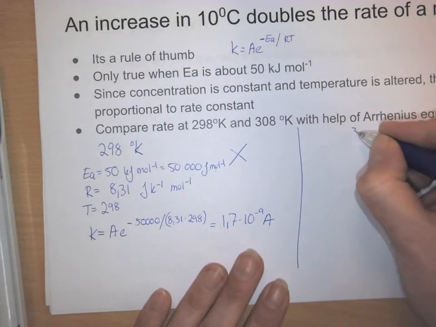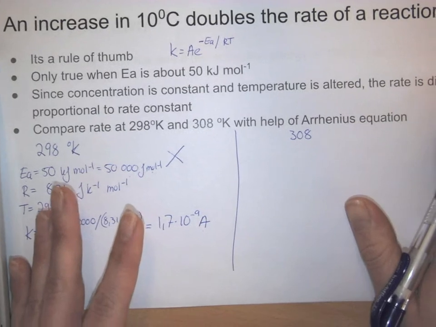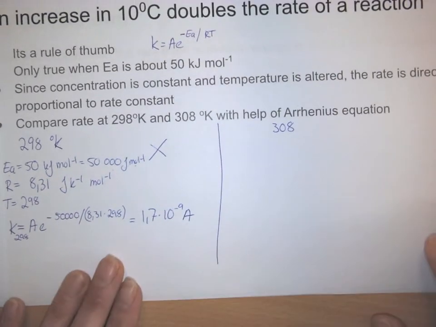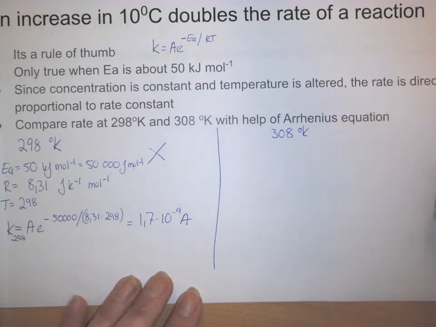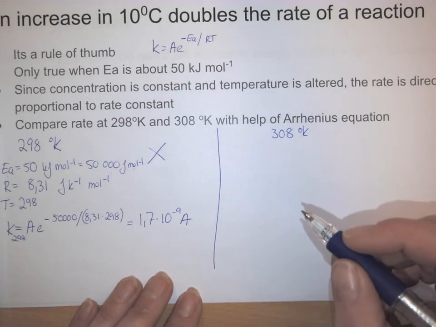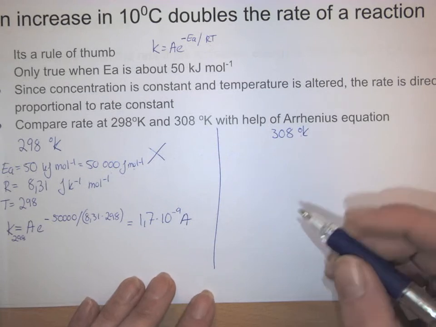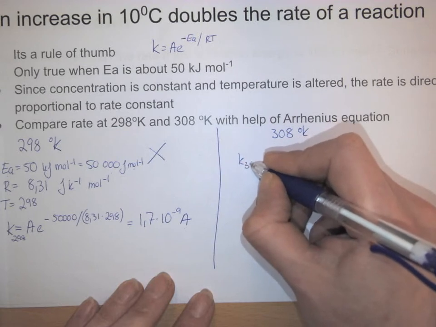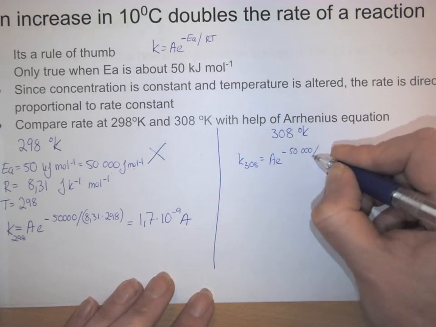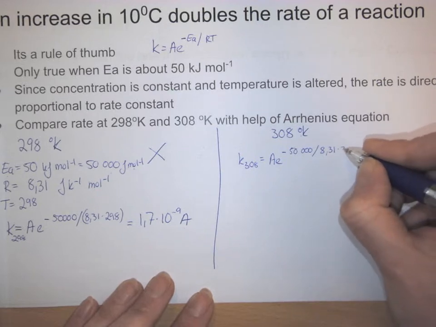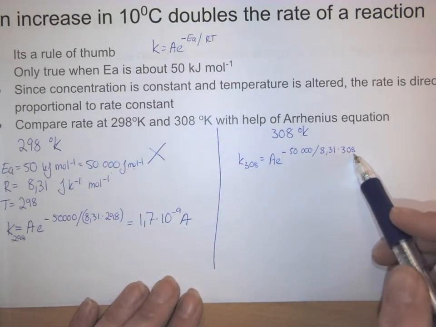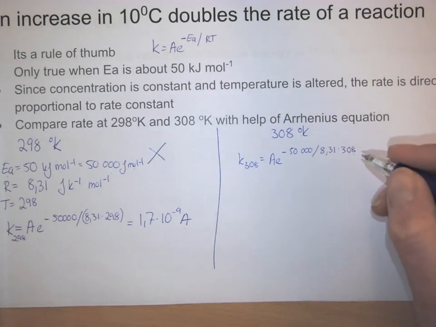Then we do the same thing for 308 Kelvin. So this was the rate constant at 298 Kelvin. Now I want you to click the pause button here and try to do the same thing for 308 Kelvin. So click pause and I will show you how to do it later. Okay, so instead of 298 as we had here, we now examine 308. If you push this in your calculator, please do it.